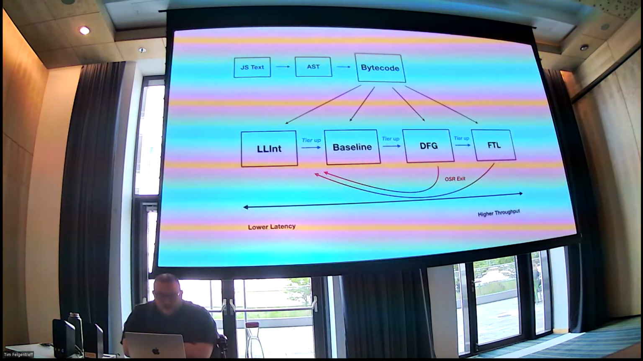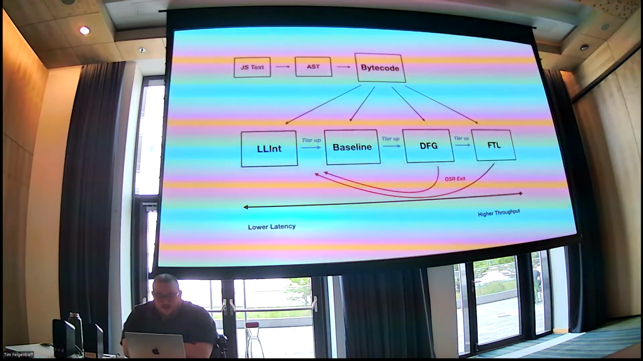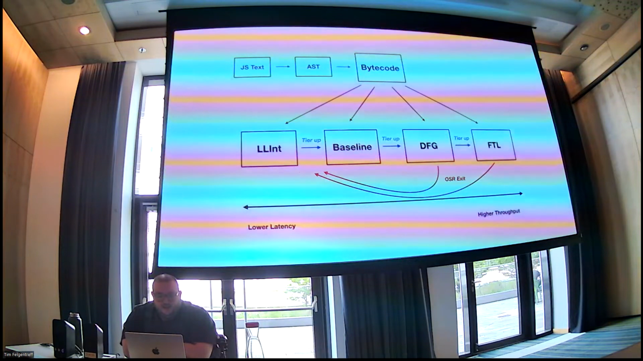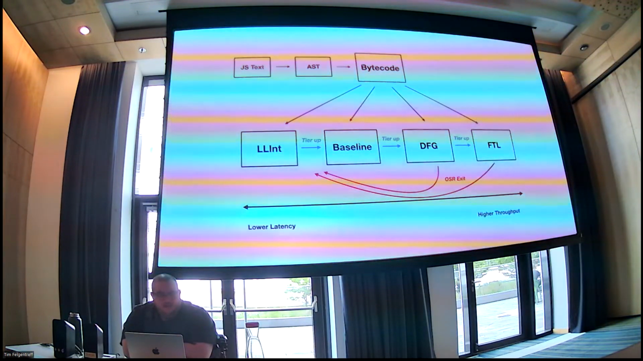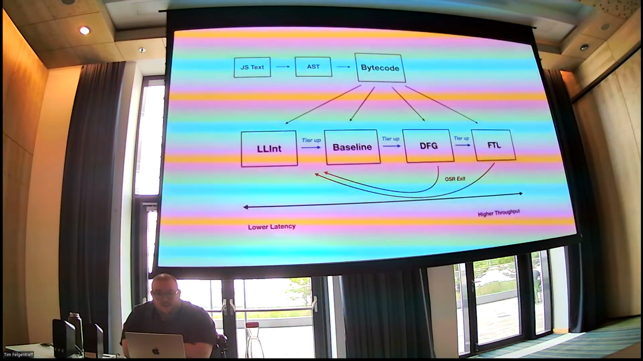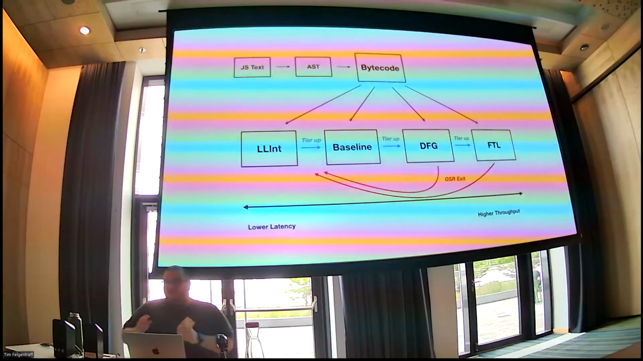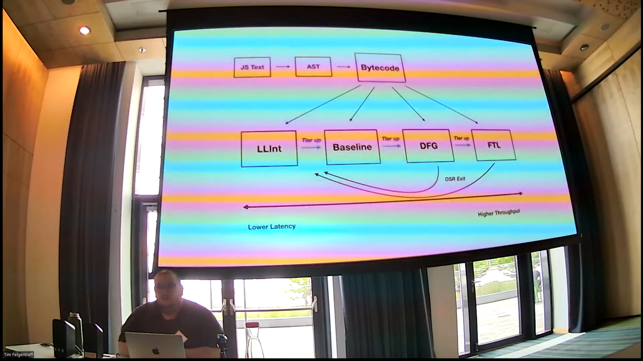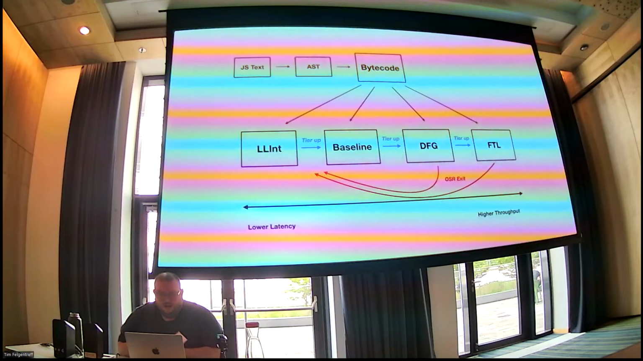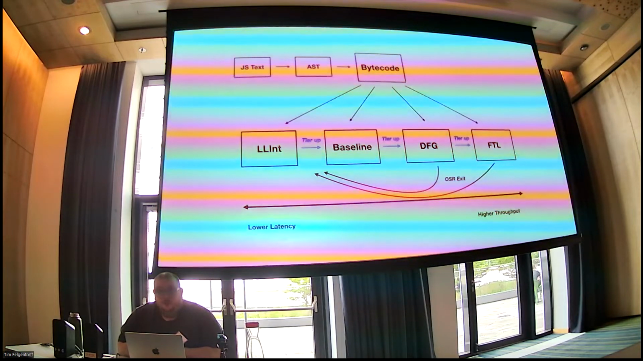So what is JavaScript Core? This is a very high level overview of what our VM architecture is. When we get JavaScript code that we have to execute, we first parse it to an AST. From the AST, we generate bytecode. Our bytecode lives on as the source of truth for a program for the entirety of its execution. The bytecode is also what feeds into our 4 execution tiers.